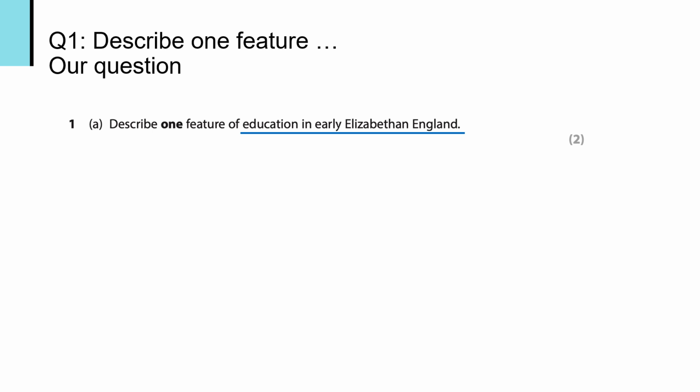So today we are going to look at this question from the Early Elizabethan England paper. Describe one feature of education in early Elizabethan England. And underlined in blue is the focus of what you are describing.